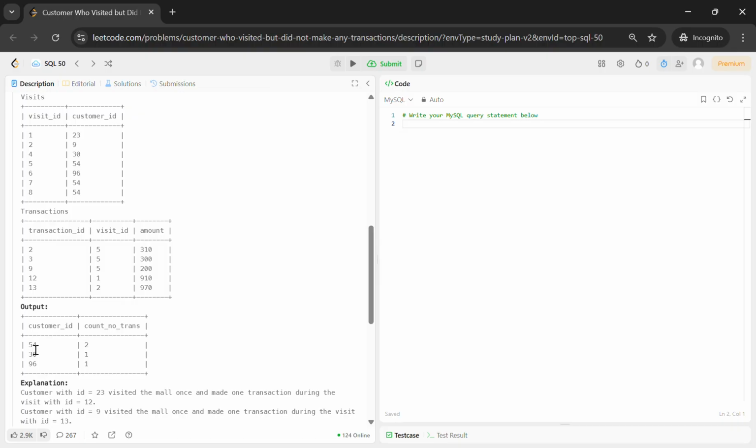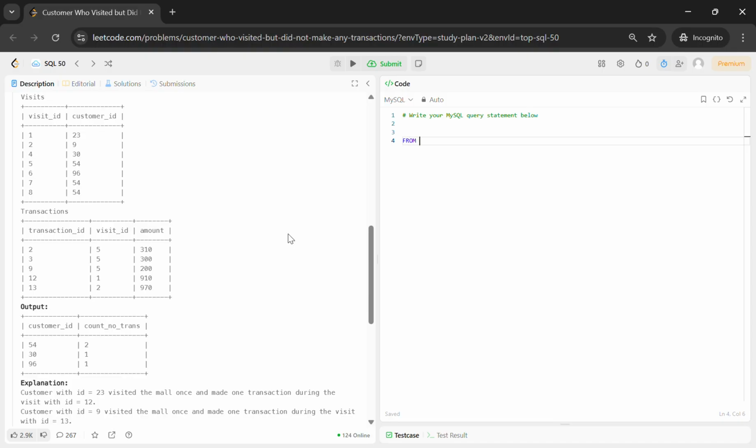Okay, we have 54. So 54 went inside the mall and 2 times he didn't make any transaction. Customer 30 went to the mall, 1 time he didn't make any transaction, and same with 96. So let's try to write a query for this one. We will write in the order, and we will try to understand at each step what will be the value in our table. Okay, so we have to merge the tables, right? That means we have to join the tables.